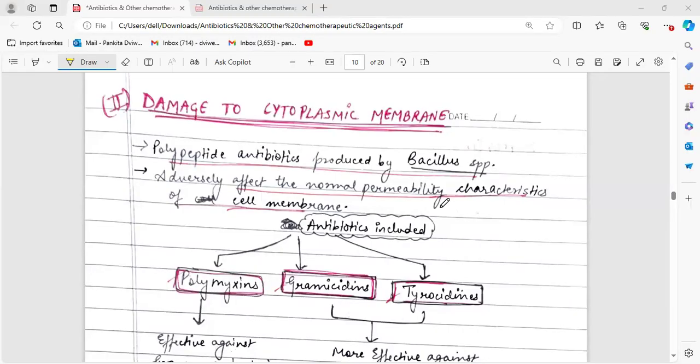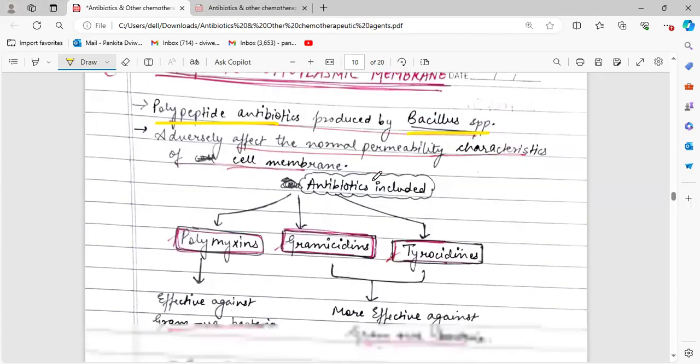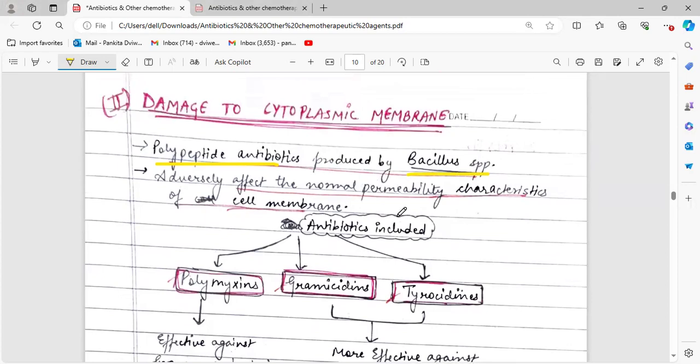So the topic of revision for this video is mode of action of antibiotics which cause damage to the cytoplasmic membrane. The antibiotics that cause damage to the cytoplasmic membrane are the polypeptide antibiotics. They're produced by Bacillus species. They adversely affect the normal permeability characteristics of the cell membrane of the target organism.